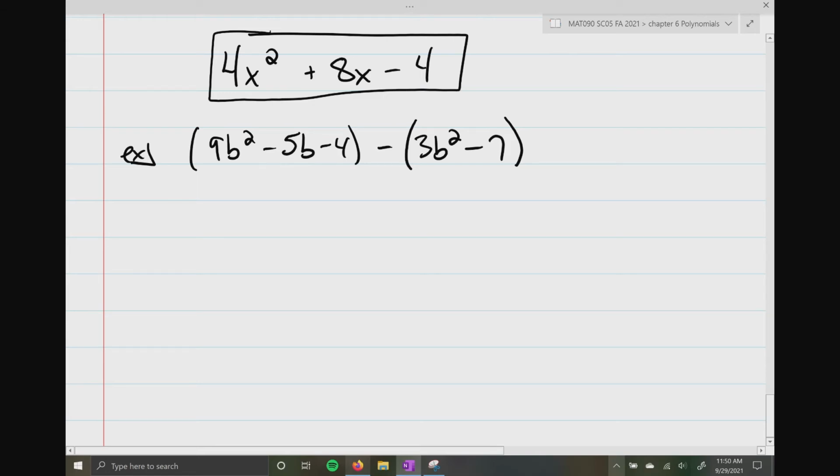All right, how are we looking? Pretty good? Yeah. All right, we got an answer? Yes, sir. What do we get? 6b squared minus 5b plus 3. All right, I love it. Let's just go ahead. Let's do it, though.